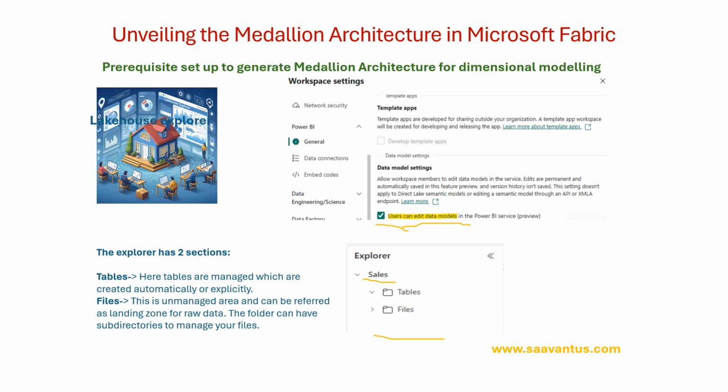Files section is an unmanaged area and can be referred to as the landing zone for the raw data. The table section is a managed section which is a user-friendly representation of the managed area within our lakehouse. This area is typically organized and governed to facilitate efficient data processing.